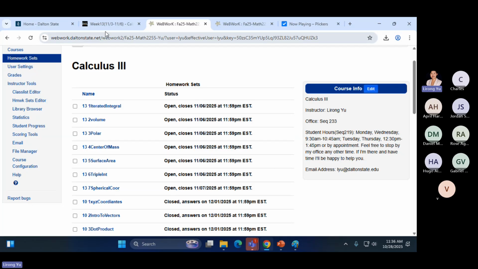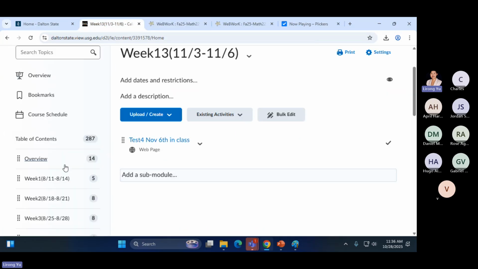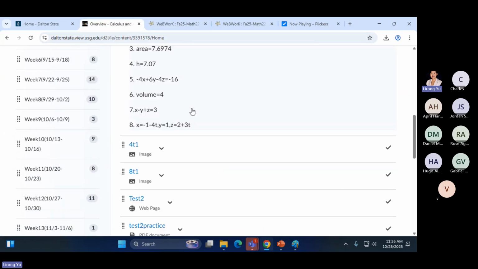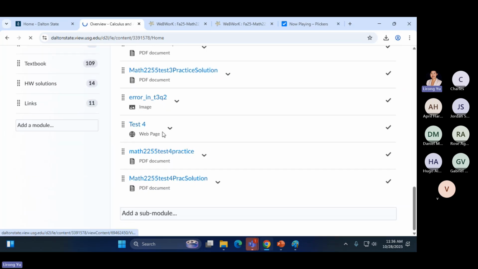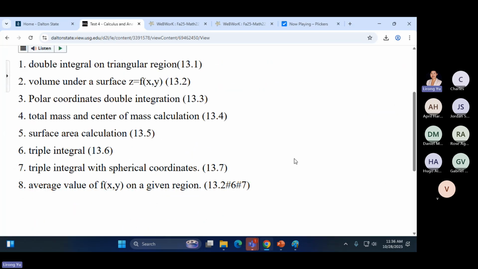Again, the practice question for test 4 is already online. Go under overview, then 2, 3, and that's test 4. This is a study guide for test 4. We have the double integral on a triangle integration region, which belongs to one of the homework on 13.1.